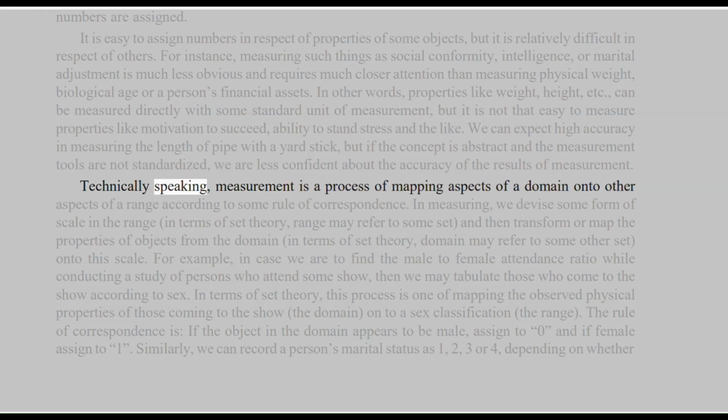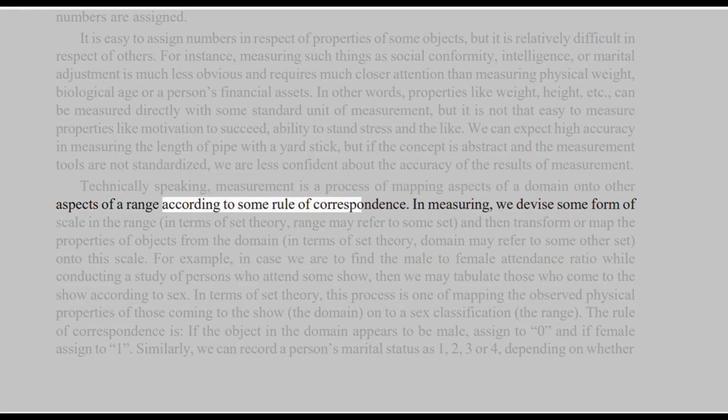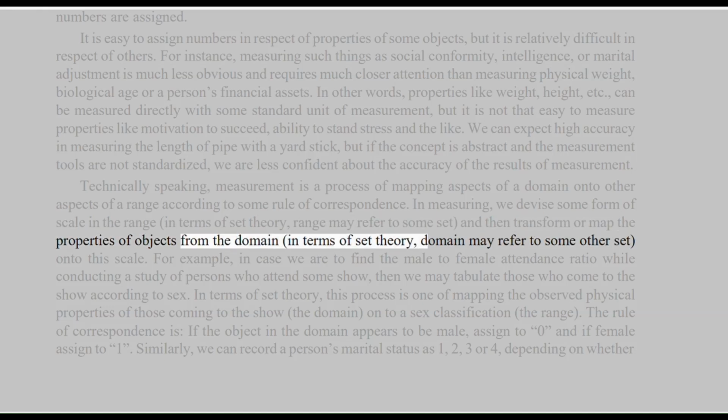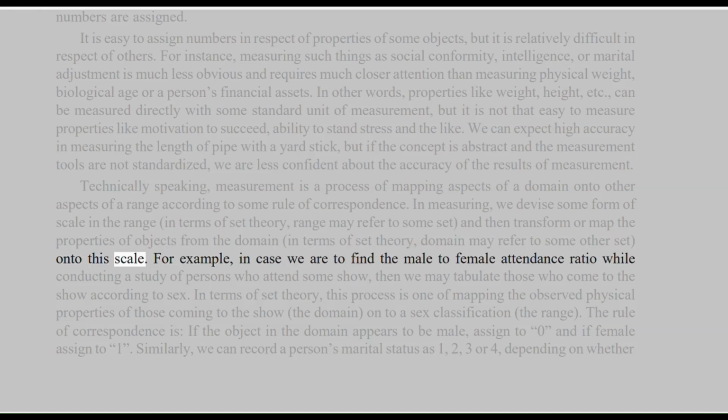Technically speaking, measurement is a process of mapping aspects of a domain onto other aspects of a range according to some rule of correspondence. In measuring, we devise some form of scale in the range. In terms of set theory, range may refer to some set, and then transform or map the properties of objects from the domain. In terms of set theory, domain may refer to some other set onto this scale.